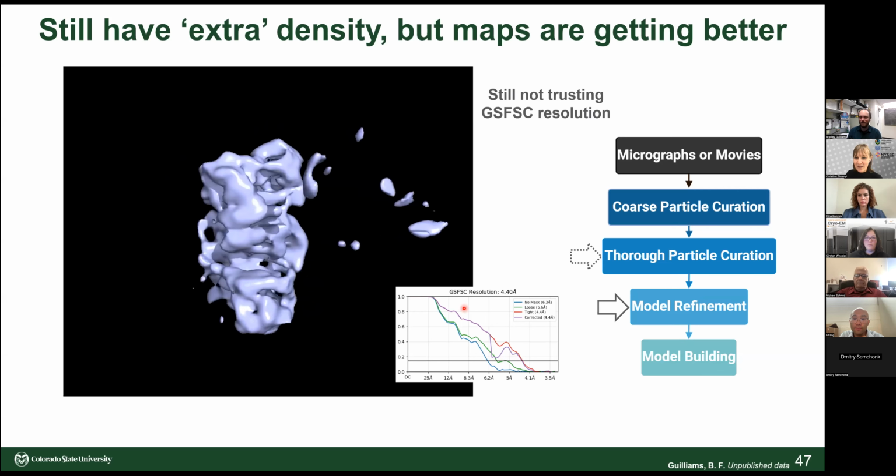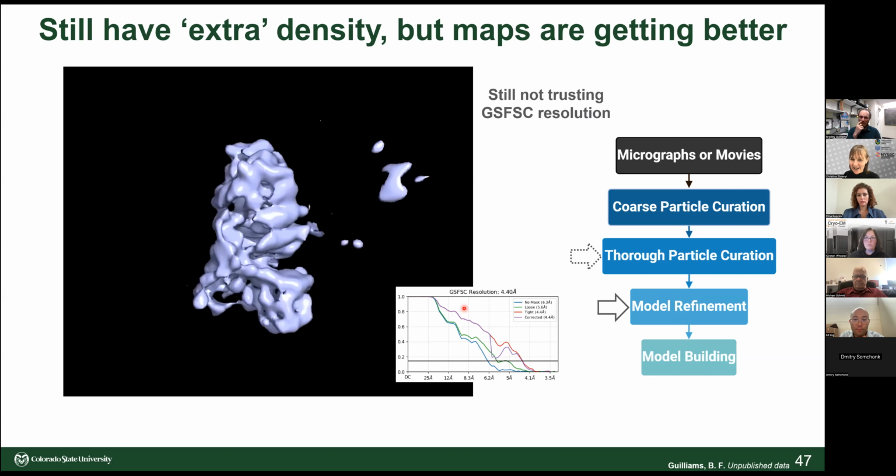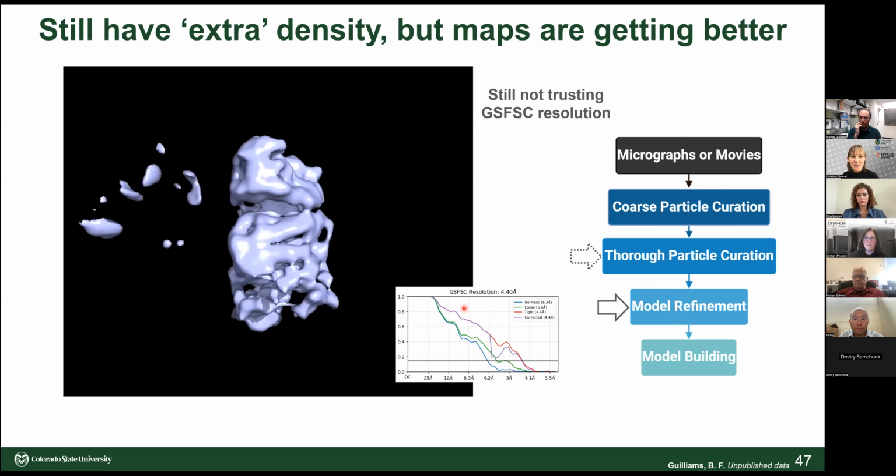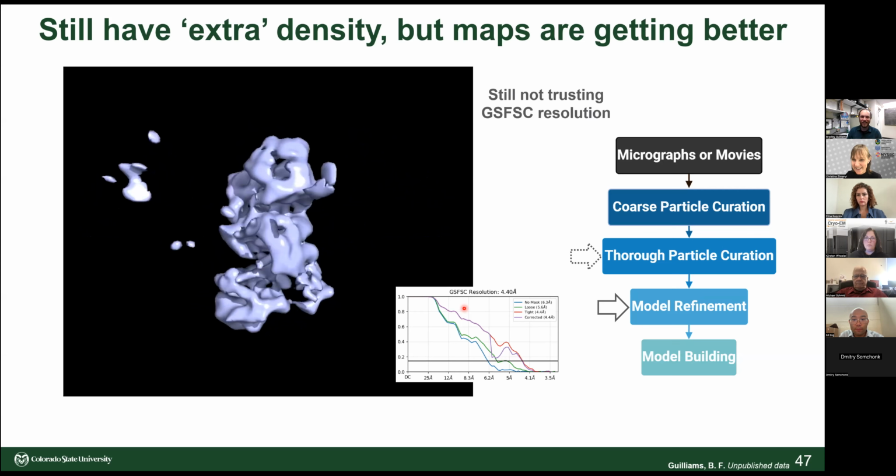Okay. Yeah. Also, Dimitri did say his opinion is if you clean your data, you'll get higher resolution. And good luck. Yeah, thank you. Thank you.